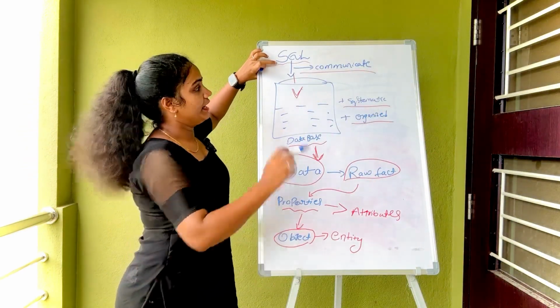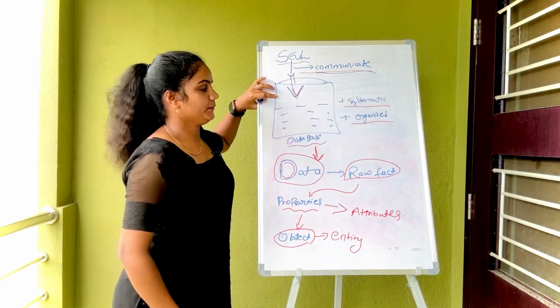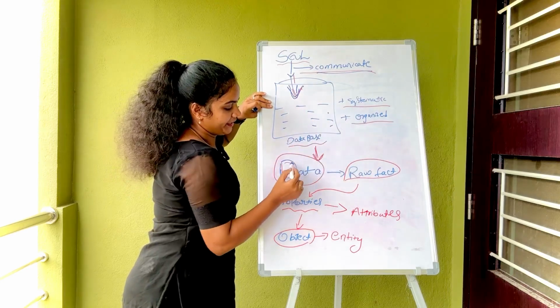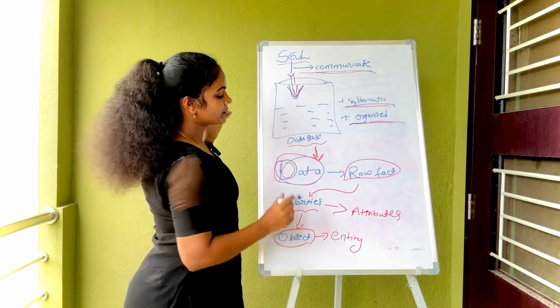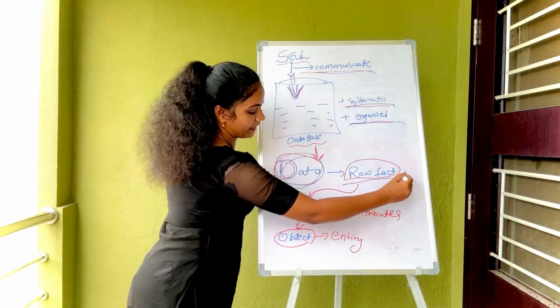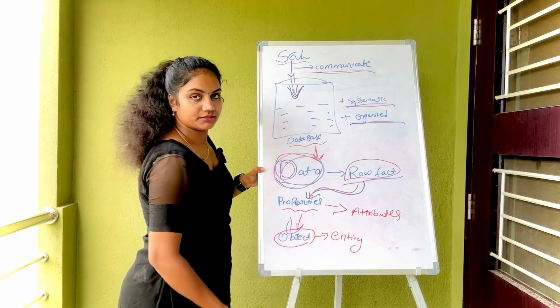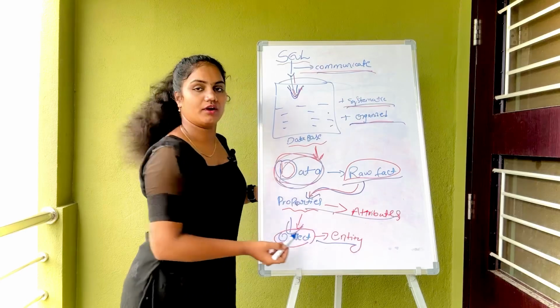SQL is a language to communicate with the database. Inside the database, we are storing the data in a systematic and organized manner. Data is a raw fact which describes the properties of an object. Object is also known as entity and property is also known as attributes.